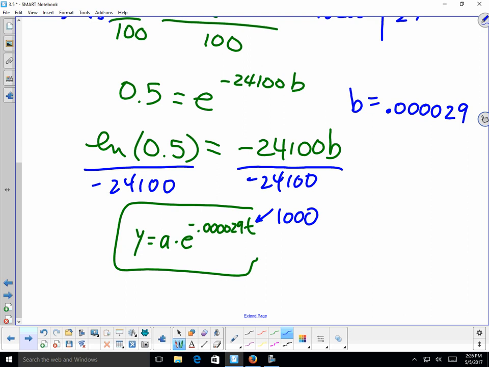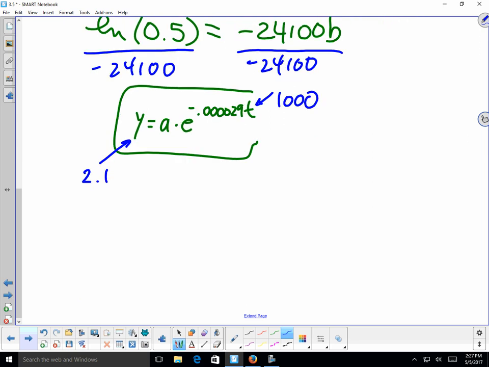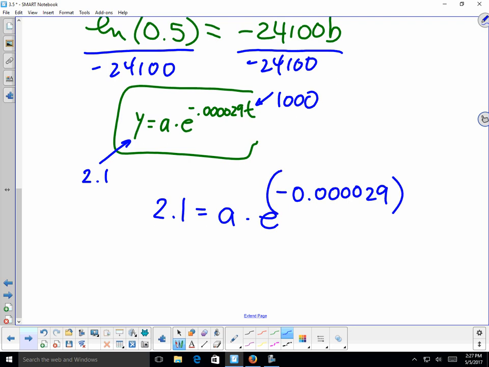The Y is the amount remaining. The A is the initial amount, right? So the 2.1 is going to go in for the amount remaining, correct? So we're going to have 2.1 equaling A times e to the negative 0.000029 times 1,000. Are we okay with this?